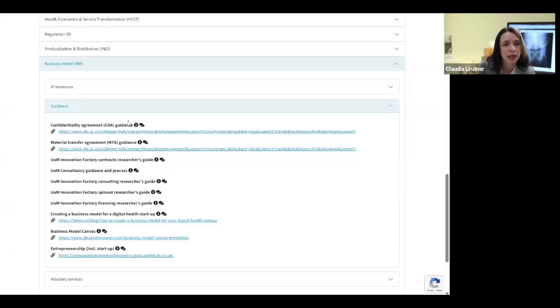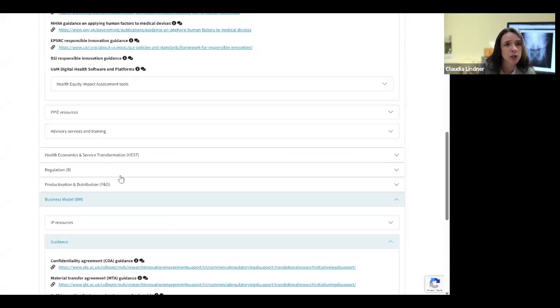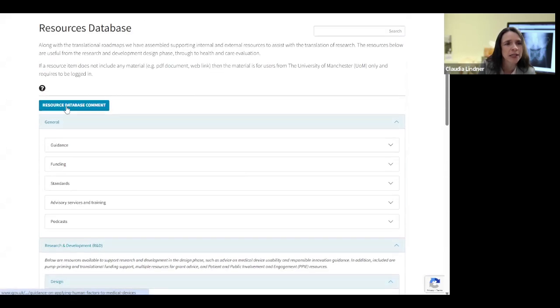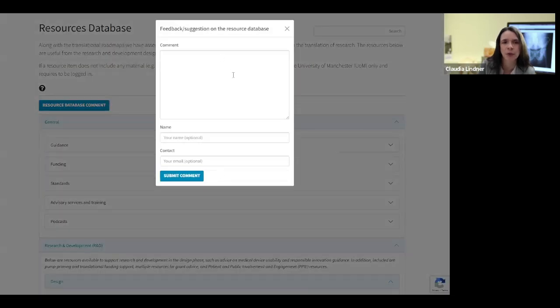And if you use that icon next to a particular item, we will be notified that it's with regards to that item. So that's really helpful if you've already identified a particular comment. But if you've just got a general comment where you're not sure whether something is included, or you've got a suggestion for something to add, you can also use the general resource database comment. And again, a box pops up where you can put in your comments for us to include.